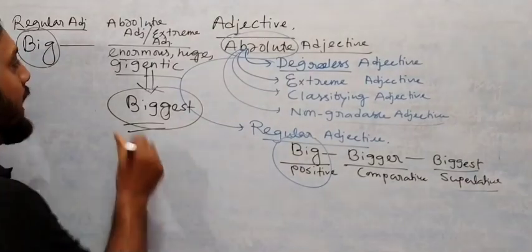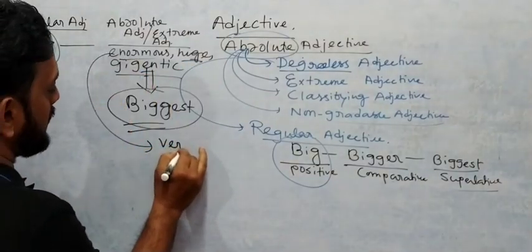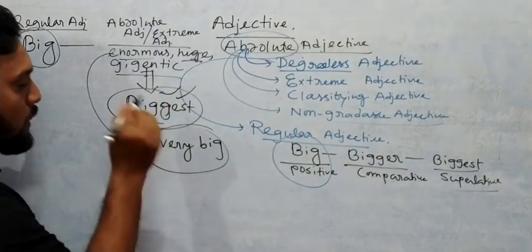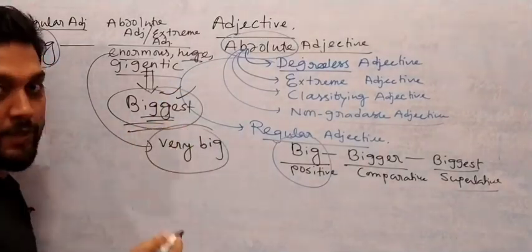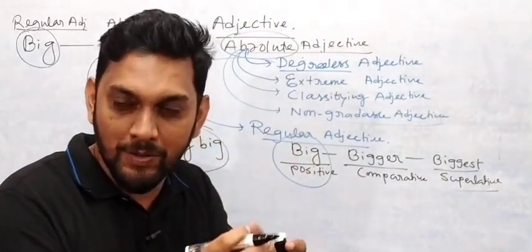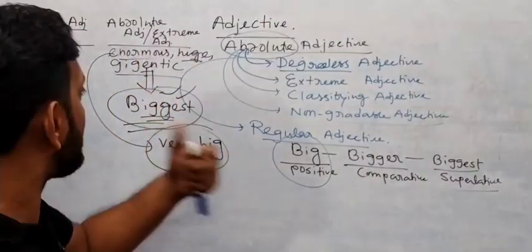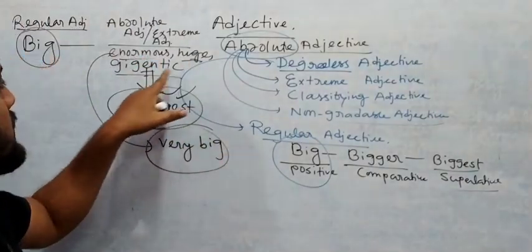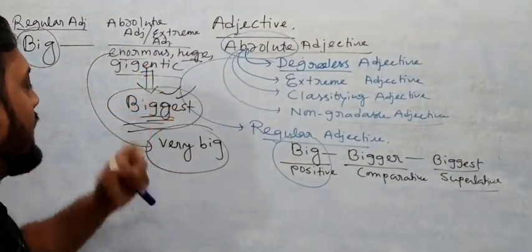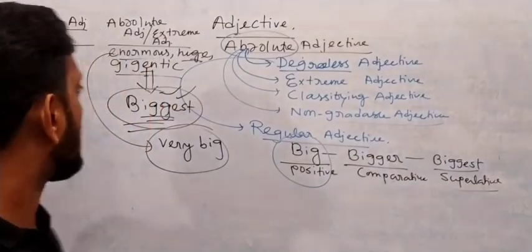It means that enormous, huge, gigantic mean very big. Or you can say the biggest. What is the meaning of biggest? You know, big, bigger, biggest. So the sense and meaning of the biggest must be similar to enormous, huge and gigantic. It means very big. Got my point?